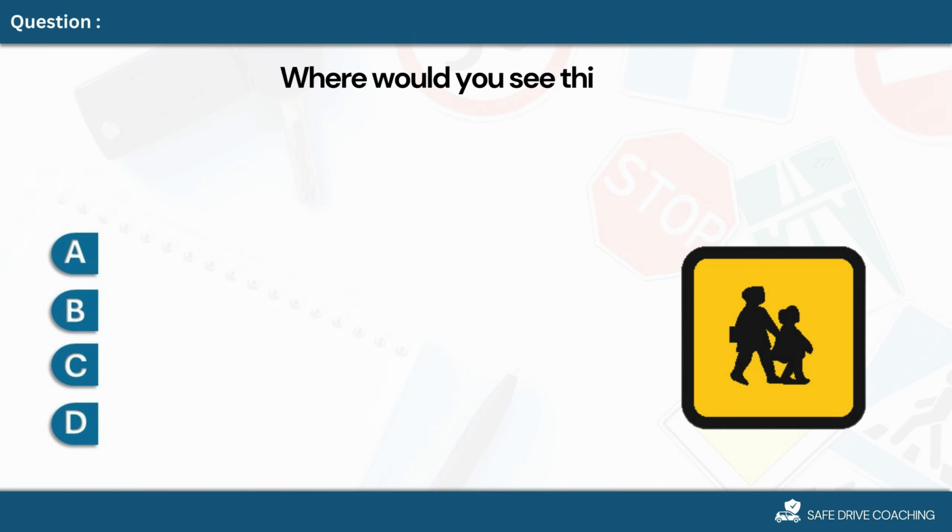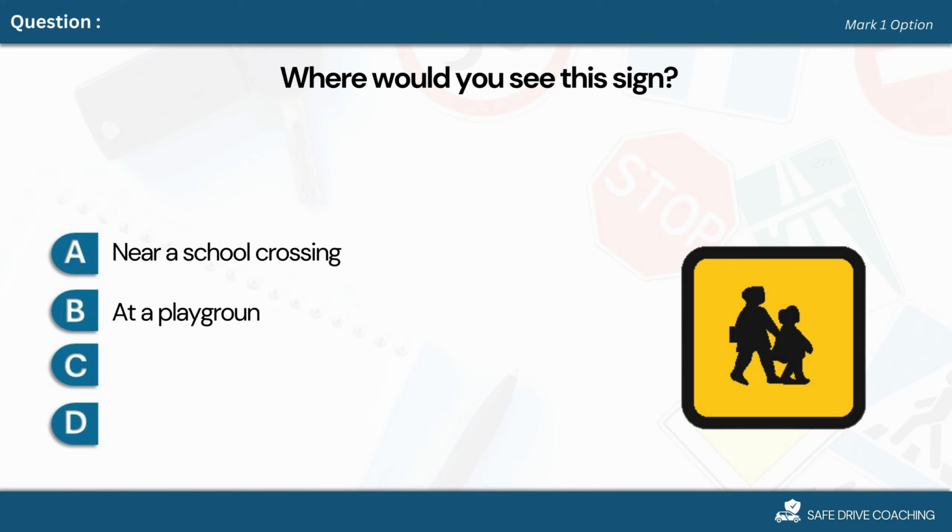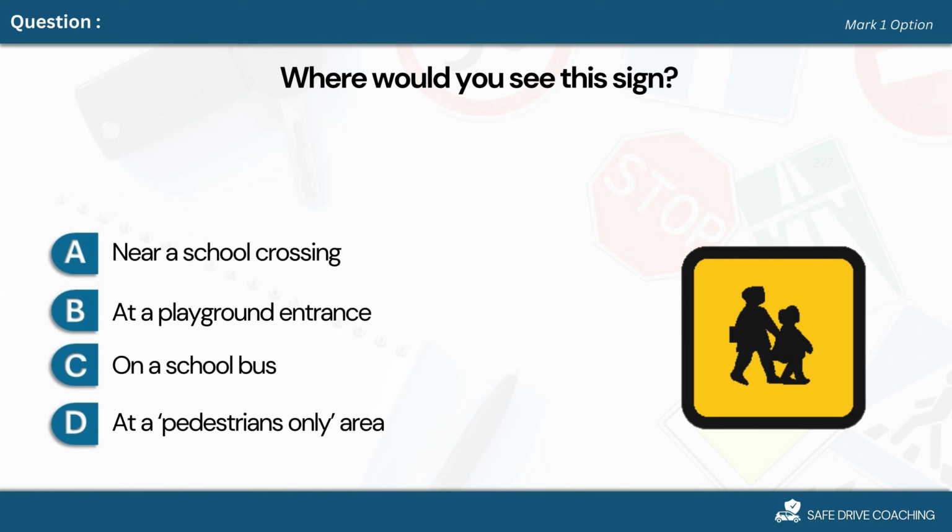Where would you see this sign? A. Near a school crossing. B. At a playground entrance. C. On a school bus. D. At a pedestrians-only area. The correct answer is C. On a school bus.